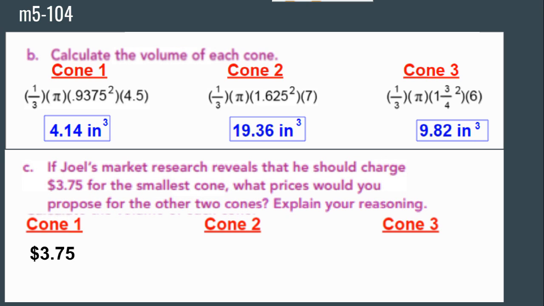Okay? So here's how I want you to set this up. You're going to have cone 1, and we already know cone 1 is $3.75. You're going to take an estimate or figure out what you think cone 2 should charge, cone 3 should charge. Now this is important. It says explain your reasoning. So I want to see a sentence or something explaining why that is. Okay, so I'm going to give you about 45 seconds to a minute. Go ahead and come up with your estimates.